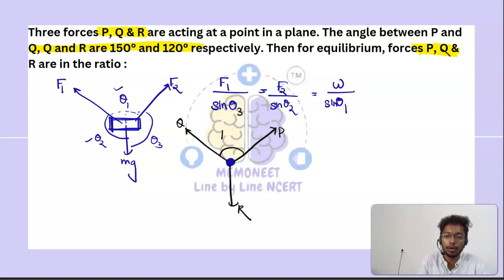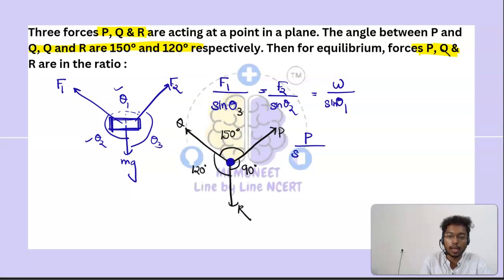The angle between Q and R is 120 degree, and the angle between P and R will be, this is 150 plus 120, that is 270. So 360 minus 270 is 90 degree. So for the equilibrium, we have to find P, Q and R in the ratio, okay.